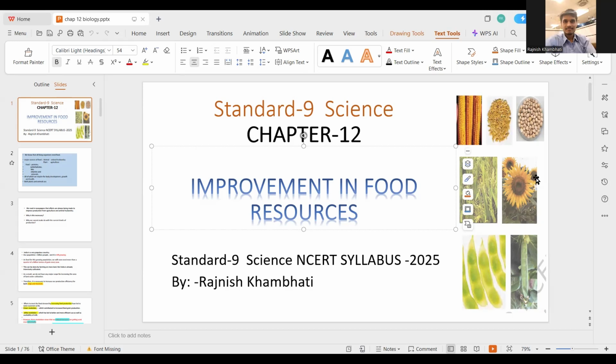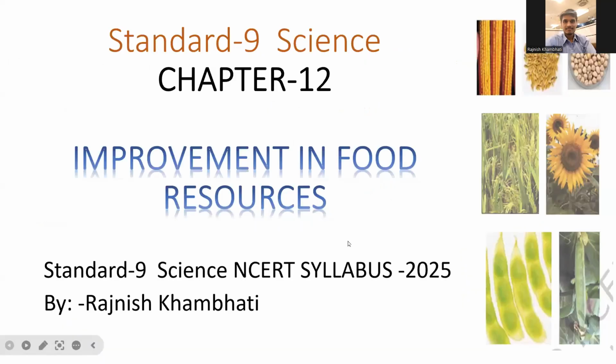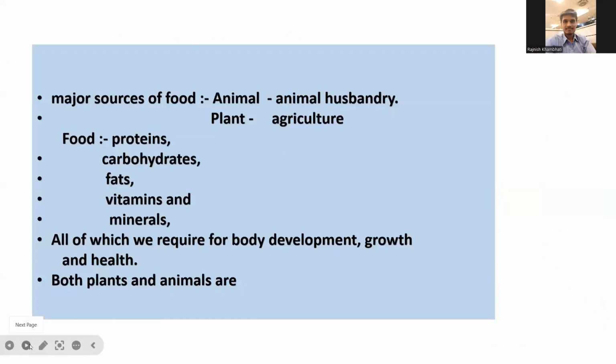Okay, you can see in this diagram a few crops are present. So let me just make this bigger. I hope that you are able to see and the audio is clear, and let's begin. The chapter is about improvement in food resources. So we are technically going to talk about food.